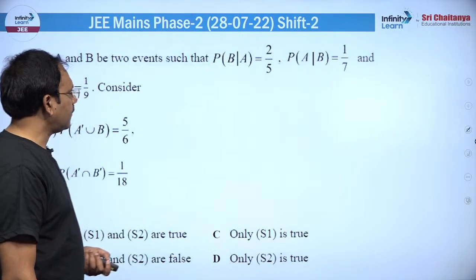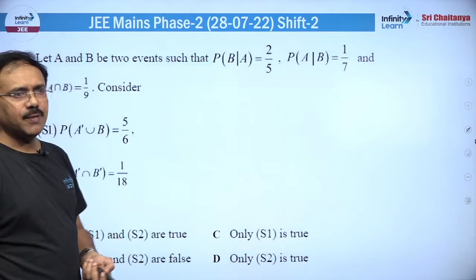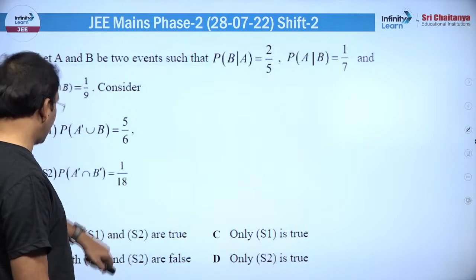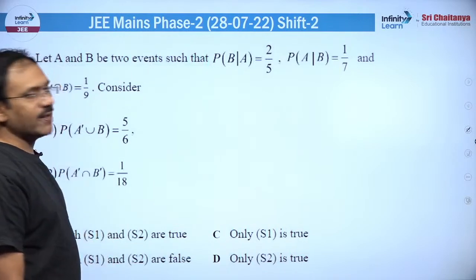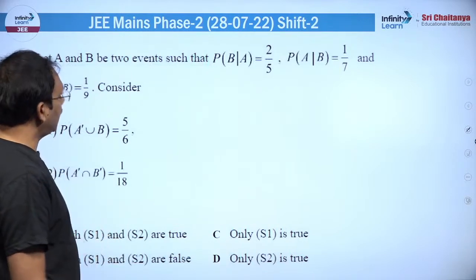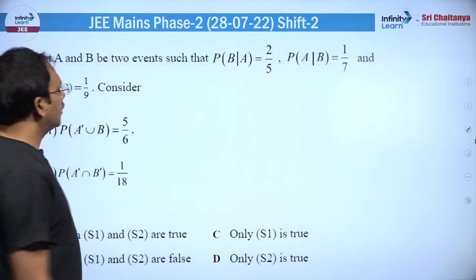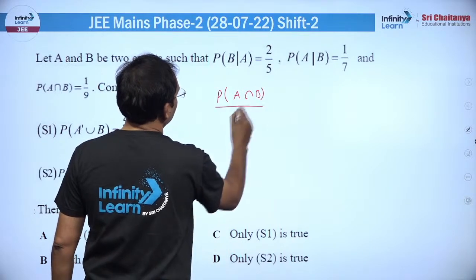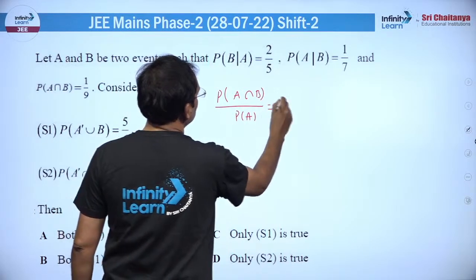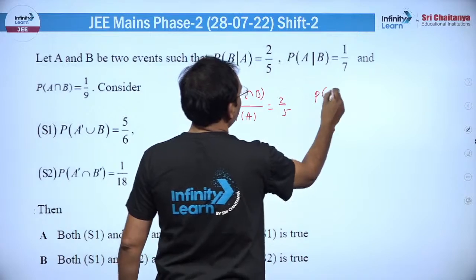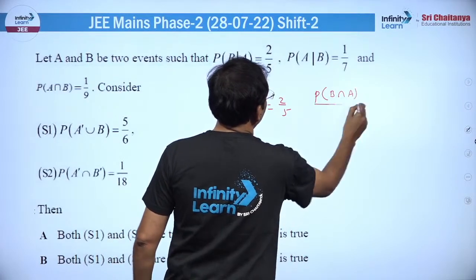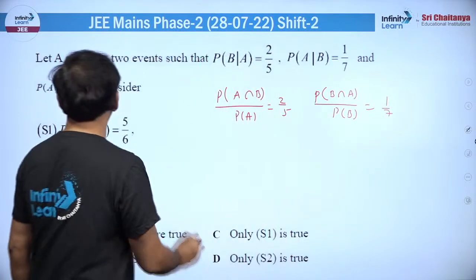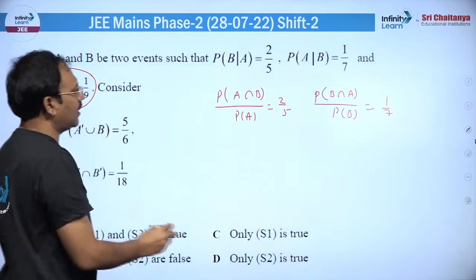Next, this is another simple question. I can say A and B are two events such that P of B given A is 2 by 5. So this is P of A intersection B by P of A, it is 2 by 5. P of B intersection A by P of B is 1 by 7, and he has given P of A intersection B as 1 by 9.